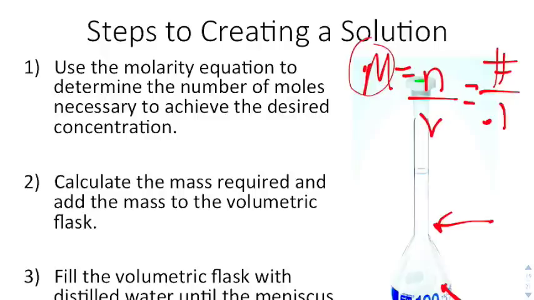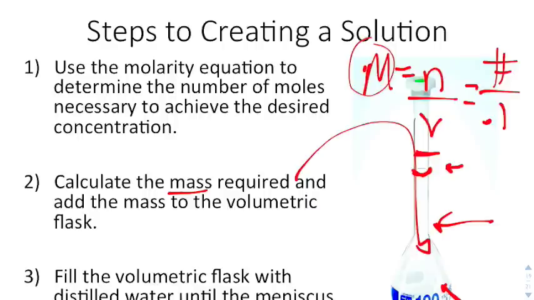So once you calculate the number of moles, you have to convert it to mass. So you calculate the mass required. Then the key to making a solution is that you actually add the mass first. And once you add the mass, now you fill the volumetric flask up until the meniscus gets to this line right here. This is the line on a volumetric flask, and the reason why that's important is if you were to fill this thing up to 100 and then add the powder, the powder has some volume, and that'll actually take your volume over 100 mils, and it would change your molarity.